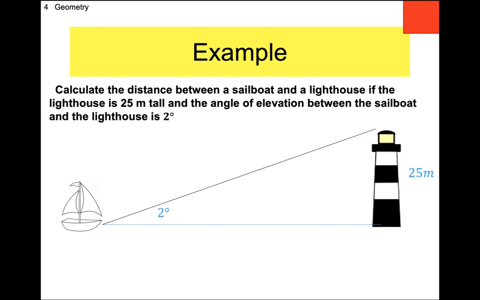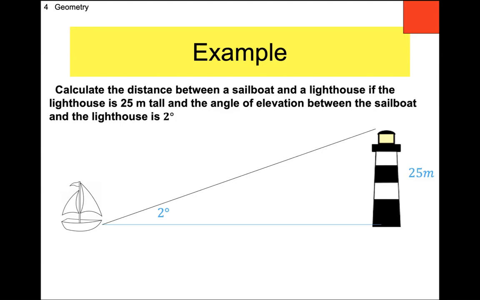Now, there's no question mark here. It says calculate the distance between the sailboat and the lighthouse. So we're calculating the blue line right there. So how would it read if we were calculating the black line? How far is it between the sailboat and the top of the lighthouse? That would be the black line. But if it's just the distance between the sailboat and the lighthouse, that would be the blue line. Okay, so the most challenging part of trig word problems is simply the setup, the drawing of the picture.